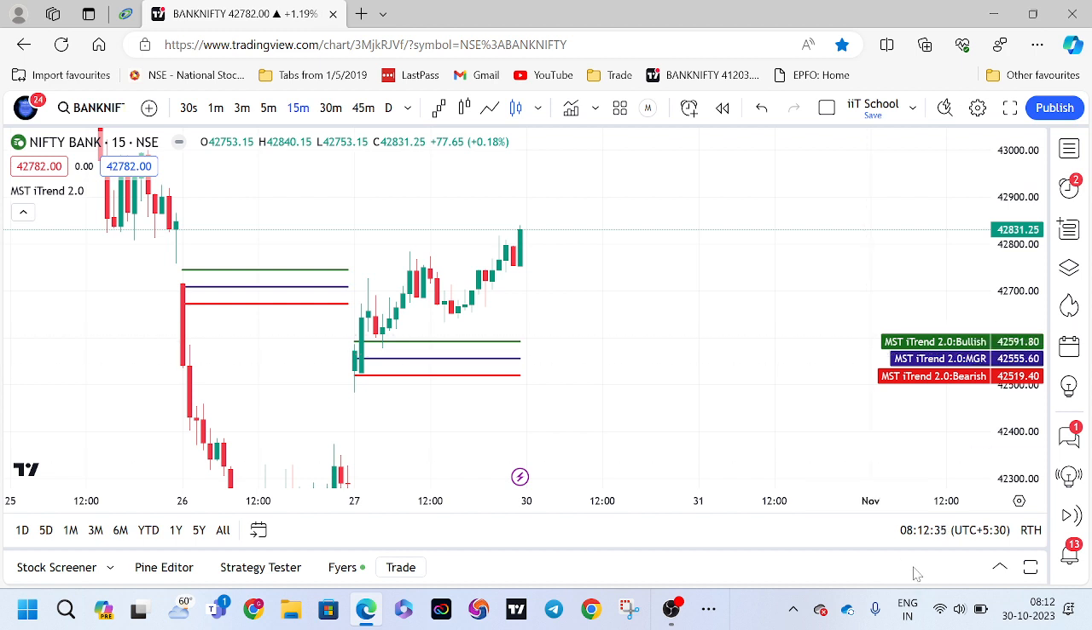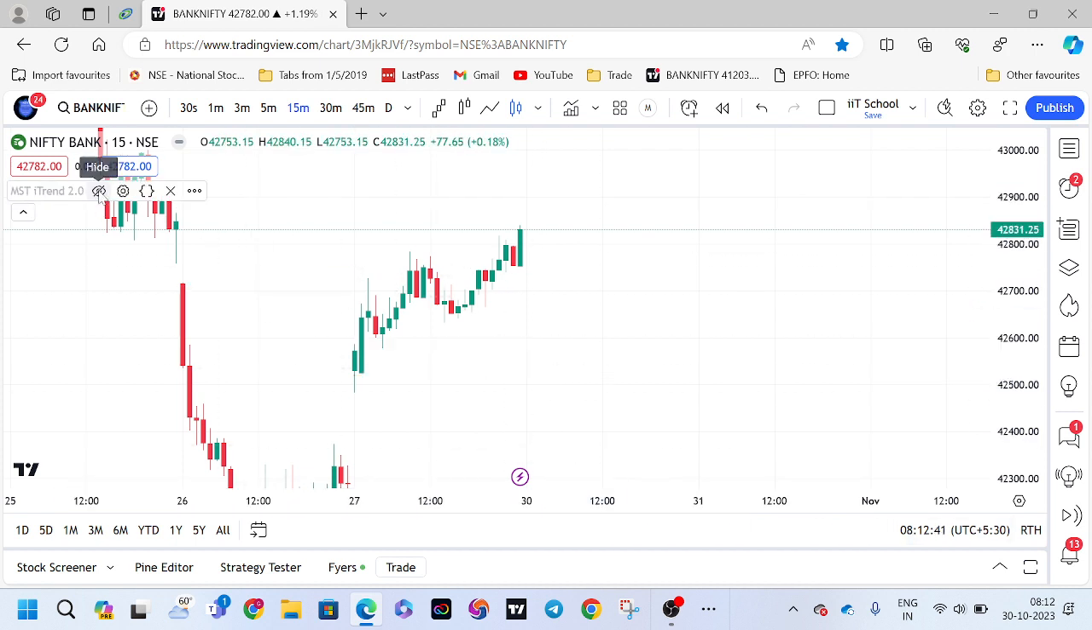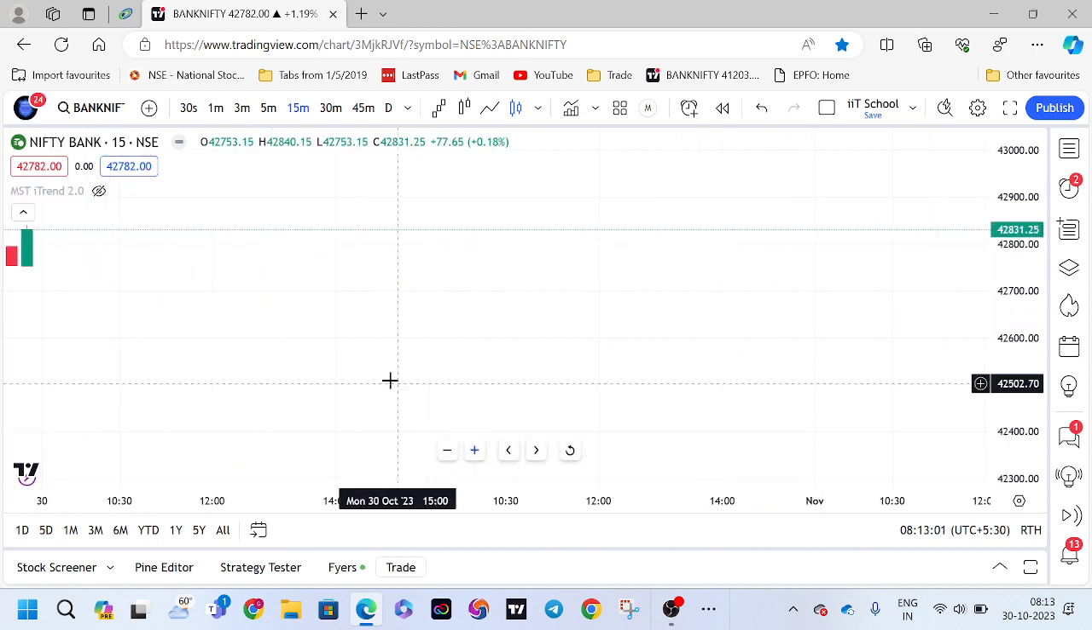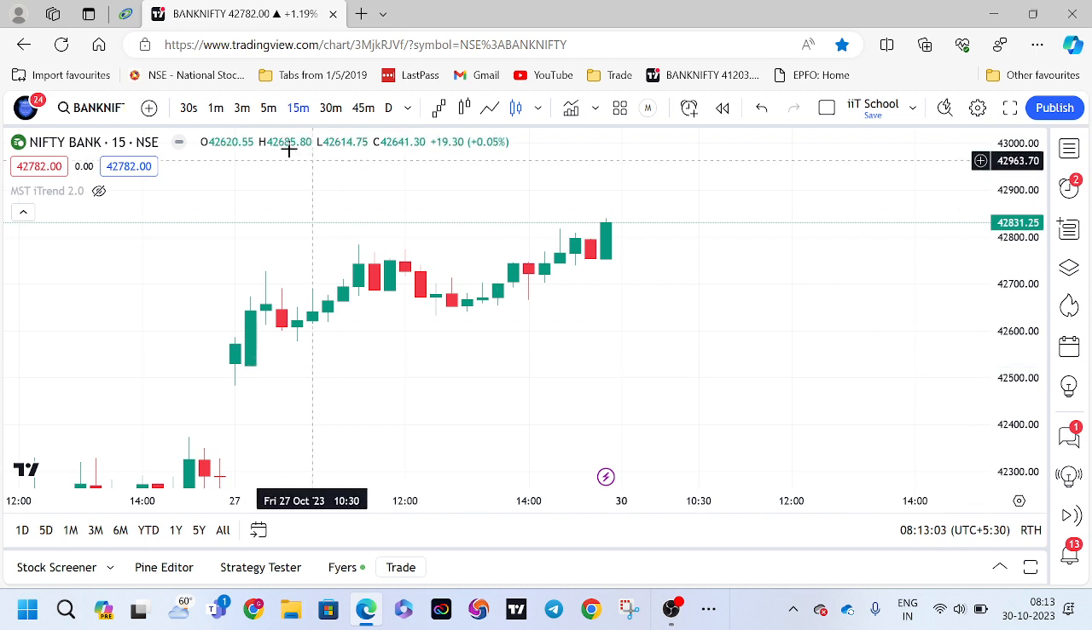Today, 30 October 2023, let us see the performance of our MST iCore 2.0 indicator. And before that I want to tell you about our MST iTrend 2.0. What is this iTrend? iCore 2.0 is entirely different from trend following, but this iTrend indicator is a trend following indicator.